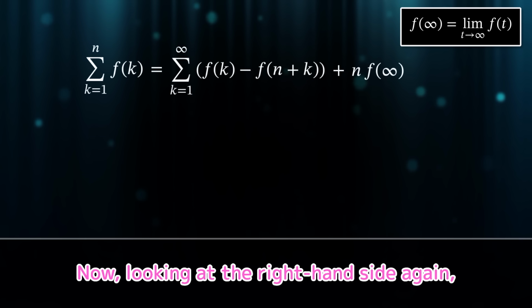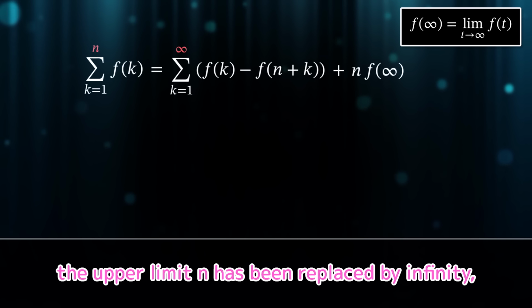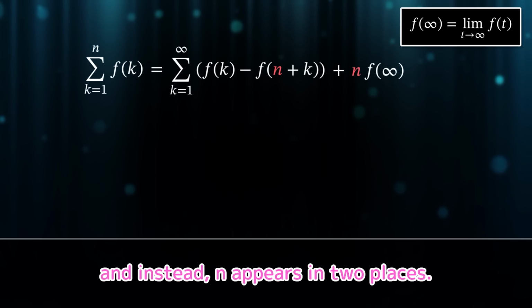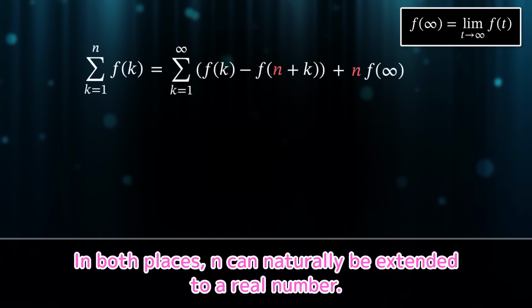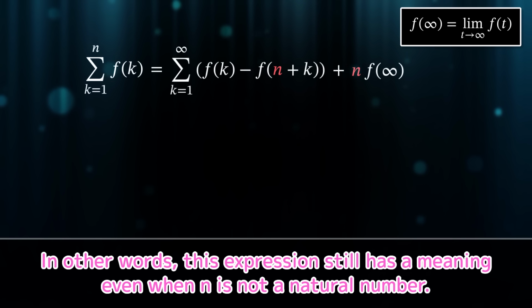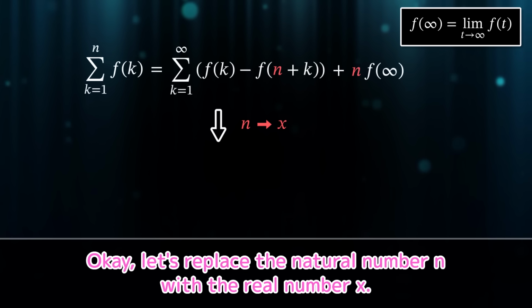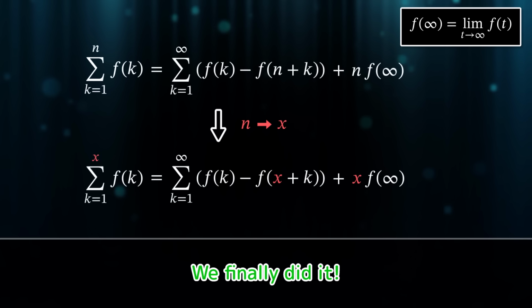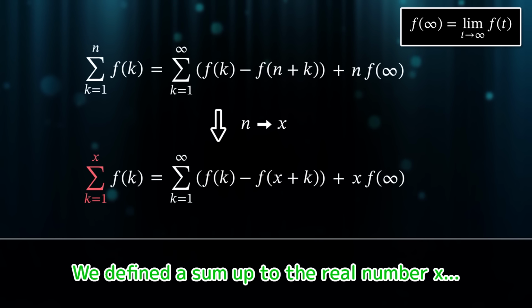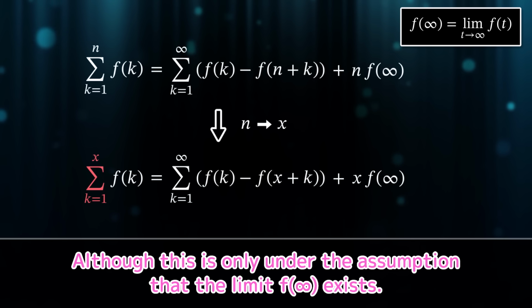Now, looking at the right-hand side again, the upper limit n has been replaced by infinity, and instead n appears in two places. In both places, n can naturally be extended to a real number. In other words, this expression still has a meaning even when n is not a natural number. Okay, let's replace the natural number n with the real number x. Then we obtain this equation. We finally did it! We define the sum up to the real number x. Although this is only under the assumption that the limit f of infinity exists.